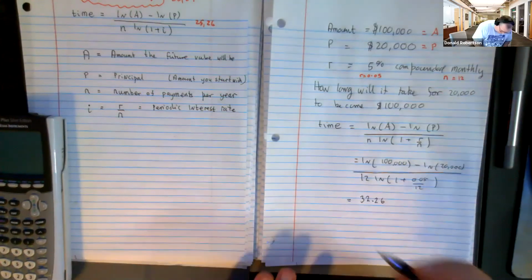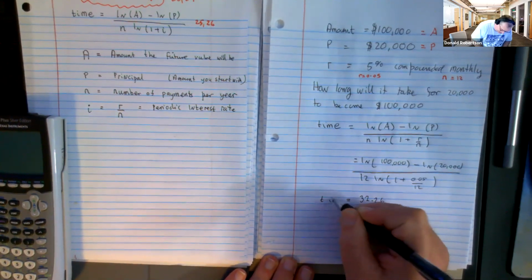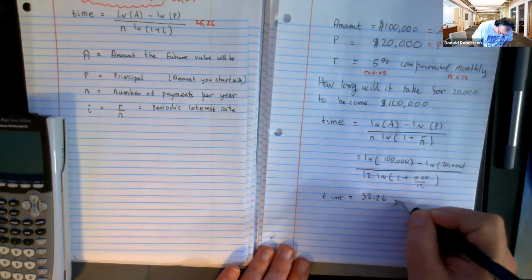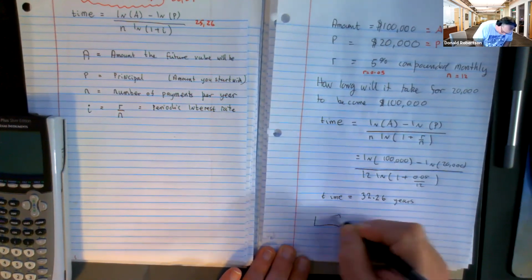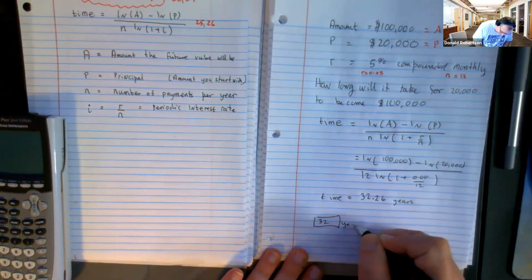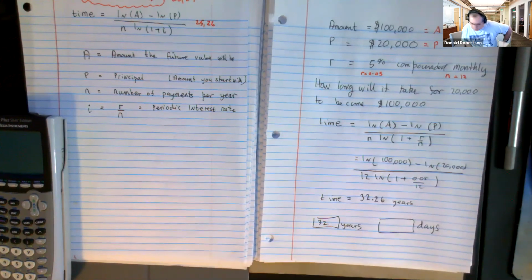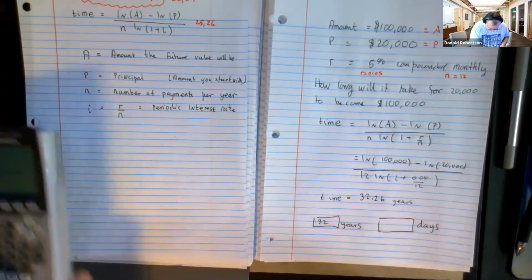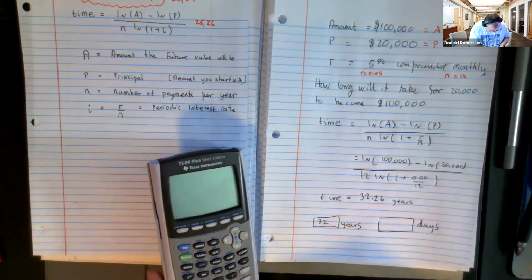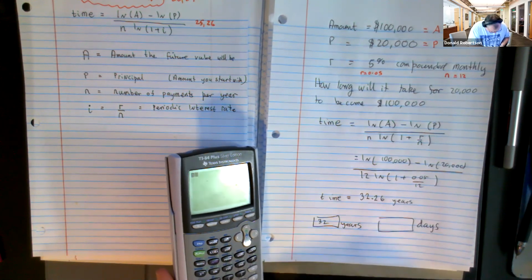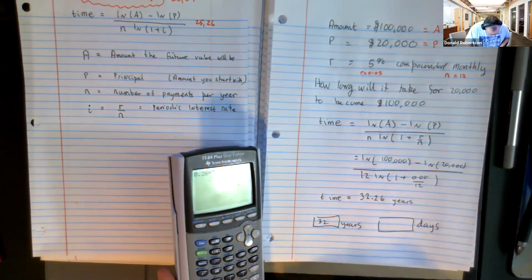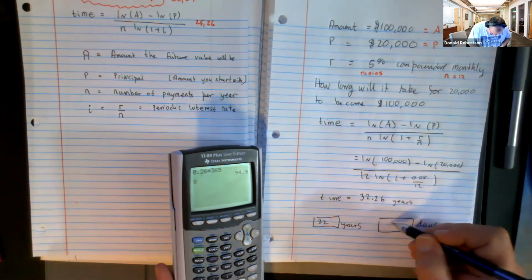32.26. Now, let's see what that looks like. That's time. But they don't want you to tell me that decimal. They want you to tell me how many years and how many days. We're back to that. Now, to get the days, don't you just take the 0.26 and multiply it by 365, and that's about 95 days.